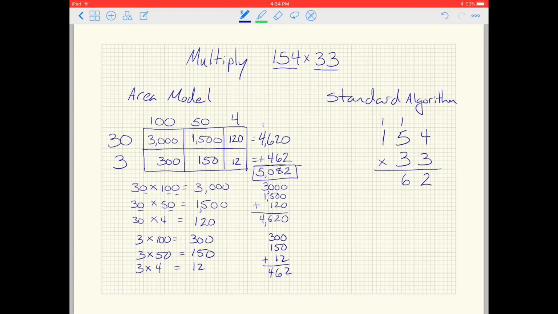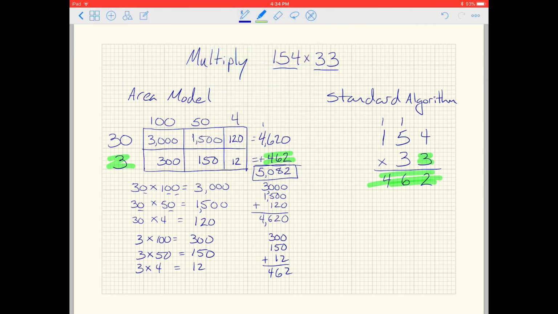5 times 3 is 15. I added that 1 on to get the 6. And then 3 times 1 is 3, plus the 1 makes 4. Now here's where I want you to take a look. 462, that matches up with my bottom row on the area model, because 3 times 154 was 462, which is what you just did here on the standard way.